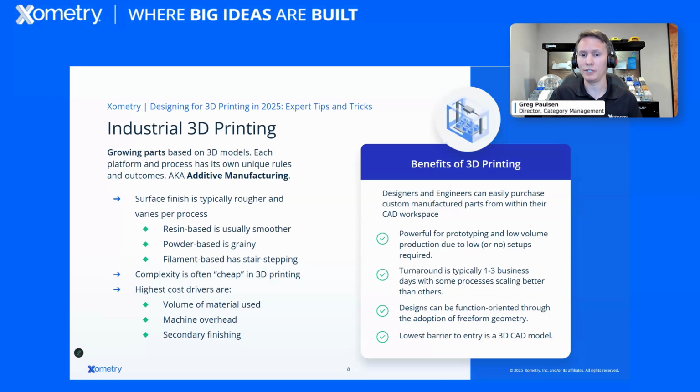And lastly, secondary finishing. Some finishing, like tumbling or automated bead blasting or even chemical vapor smoothing, is an automated batch-based process. Other finishing, anything that I'm sanding, I'm painting, I'm drilling, I'm installing inserts, you're paying a labor rate against, and that'll drive costs on a part-by-part basis. So it's definitely something to consider when you think about scaling in additive manufacturing.